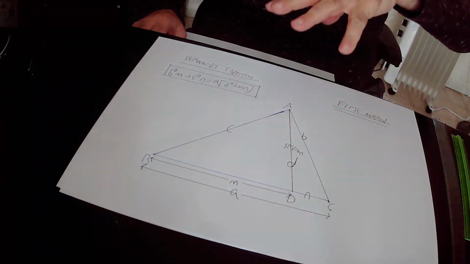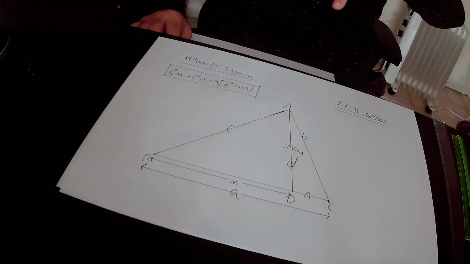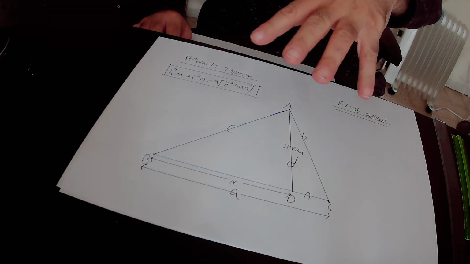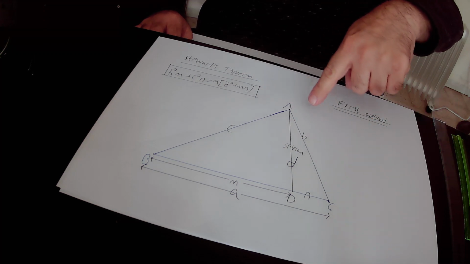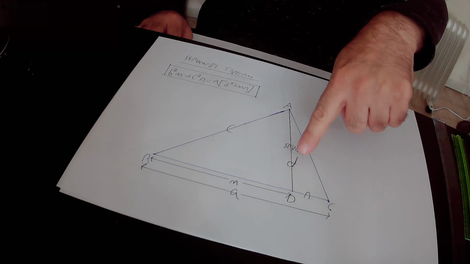Hello, in this lecture we'll prove Stewart's theorem in two different methods. In a nutshell, Stewart's theorem yields a relation between the lengths of the sides of the triangle and its cevian. The cevian in this triangle ABC is line segment AD.